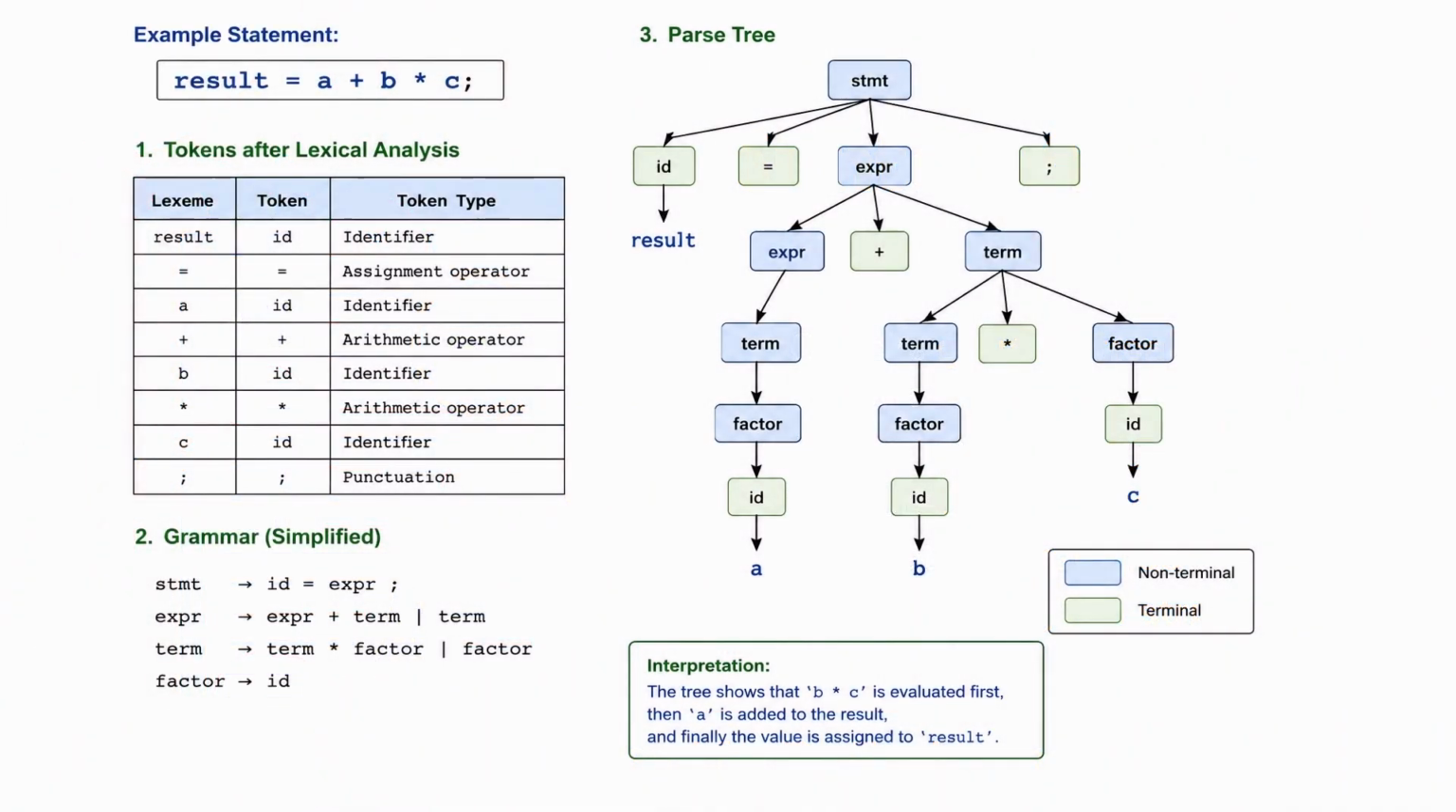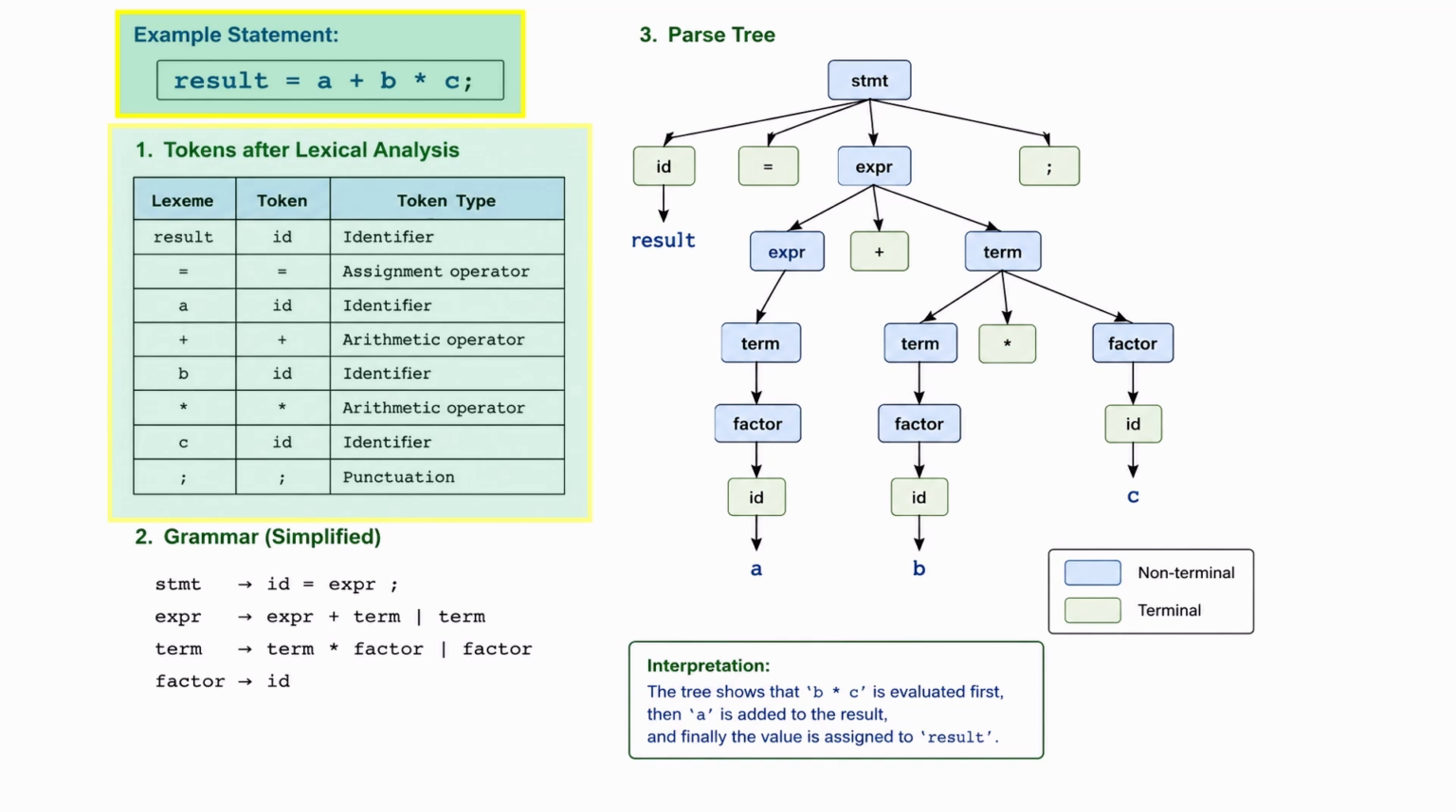This figure demonstrates how a compiler analyzes and understands a program statement using lexical analysis and syntax analysis. At the top, we have the example statement. The first step is lexical analysis, shown on the left side of the figure. Here the source code is broken into small meaningful units called tokens. For example, in this case, result, A, B, and C are identified as identifiers. Equal is recognized as an assignment operator. Plus and asterisk are arithmetic operators, and semicolon is recognized as punctuation. This tokenization process helps the compiler understand the individual components of the statement.